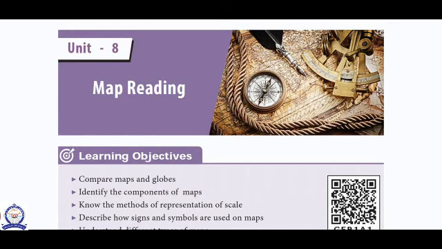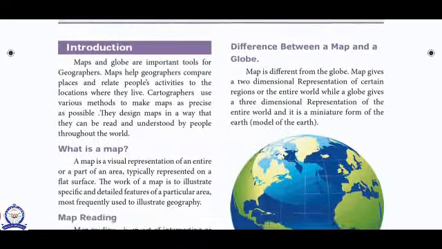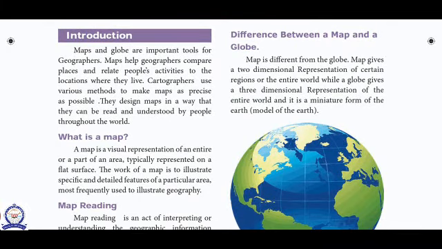In this session, we are going to see 8th Standard Geography, Unit 8 Map Reading. Map and globe are important tools for geographers. Maps help geographers compare places and people's activities related to the location where they live. And cartographers use various methods to make maps as practical as possible. They design maps in a way that they can be read and understood by people throughout the world.